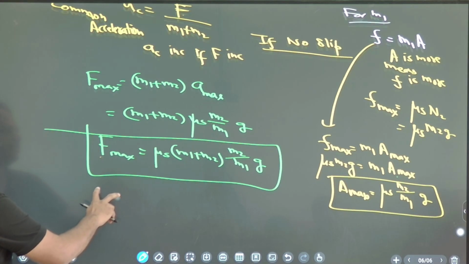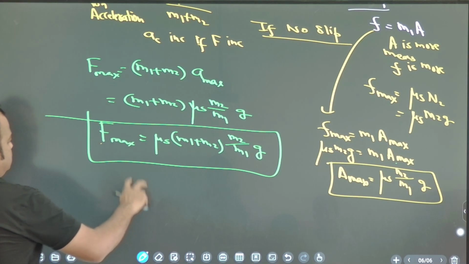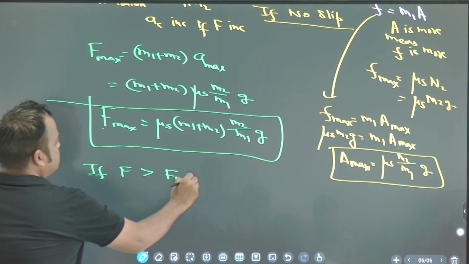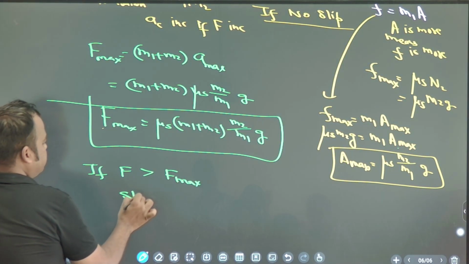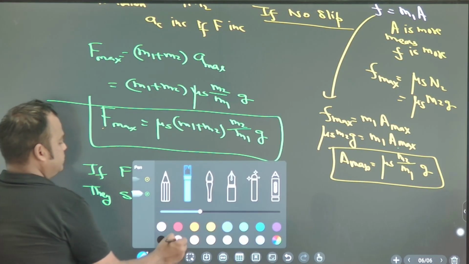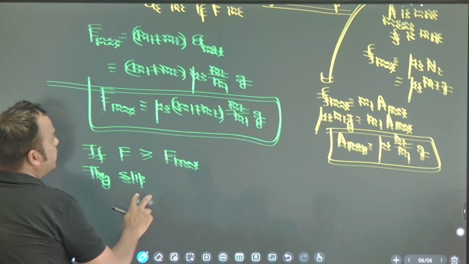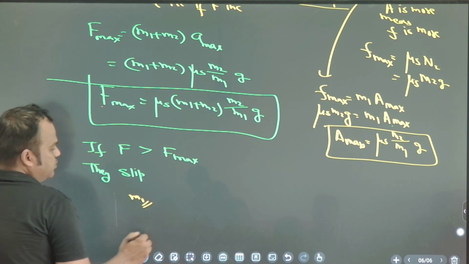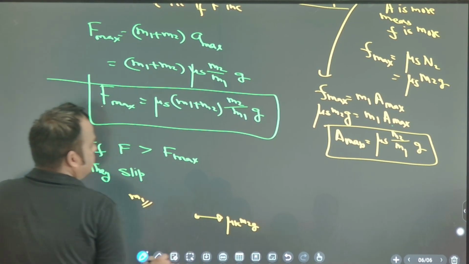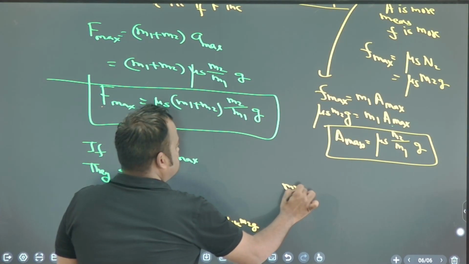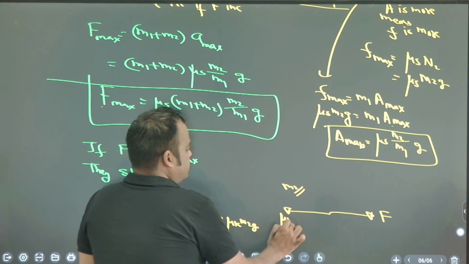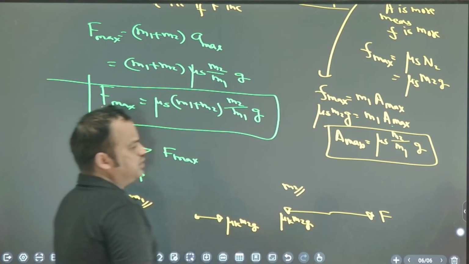If force is more than this, then kinetic friction will act. If F is greater than F max, they will slip. They slip means kinetic friction will act. So for the lower block, kinetic friction is mu k M2 g, and for the upper block, on the right side capital F, on the left side mu k M2 g.